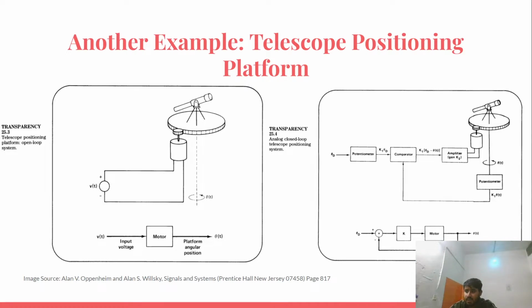So that the telescope platform is positioned at the desired angle. Basically, this is what we are trying to achieve. The measured output angle would be fed back and compared with the desired angle, and the difference between these two would be put through a gain or attenuation and used as excitation to the motor.